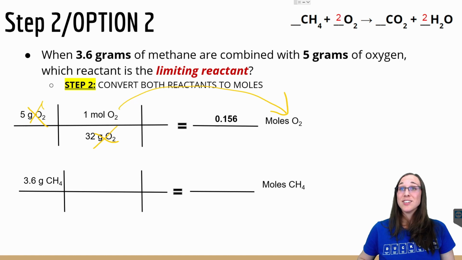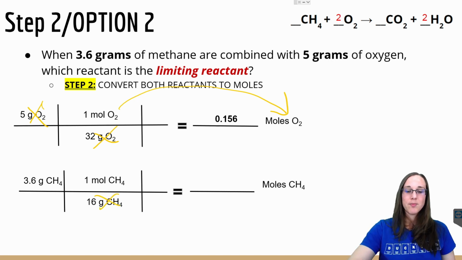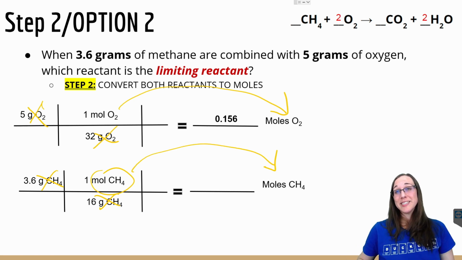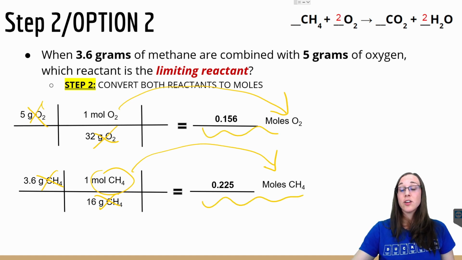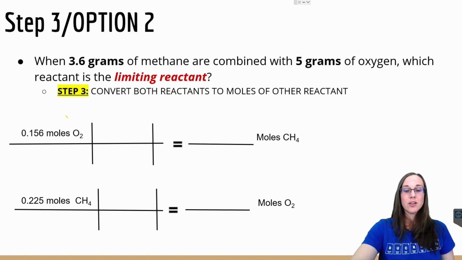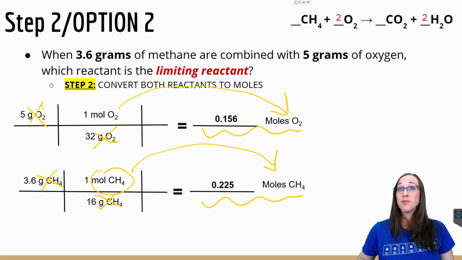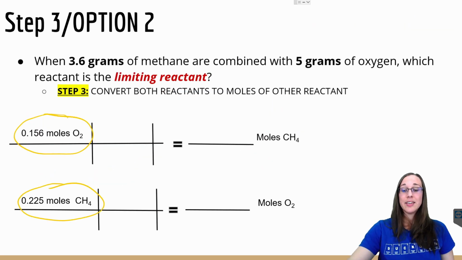And now for methane, just as we saw before, we had 16 grams of methane per 1 mole of methane as its molar mass. And we can see that the grams of methane cancel. We are left with moles of methane as our goal units. And if we take 3.6 divided by 16, I get 0.225 moles of methane. So now I'm just going to take these answers and start a new dimensional analysis line. So 0.156 moles of oxygen is now the first thing on my line here, and 0.225 moles of methane is the first thing on my line here. Of course, you could do this all in one step as well, but I'm breaking it up into steps so you can see where each piece is coming from.